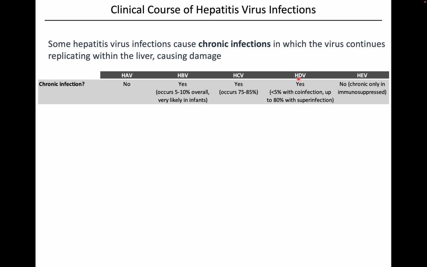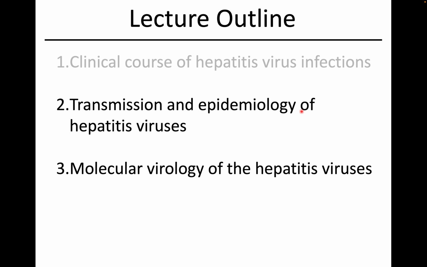And hepatitis D, generally speaking, no, a low percentage of infections will be chronic, but that jumps way up if you have what's called a superinfection, which is basically a second hepatitis infection. So you were previously infected and then were reinfected. That ups the chances dramatically with hepatitis D. All right, so brief clinical course, basic symptoms.